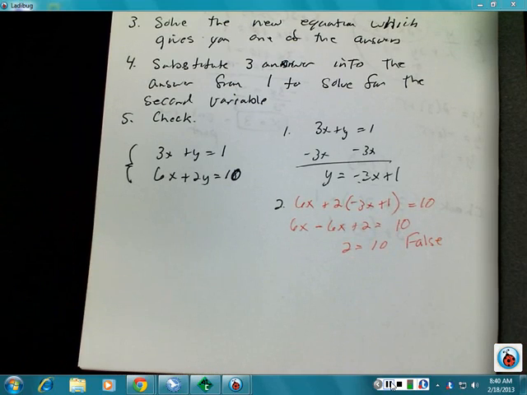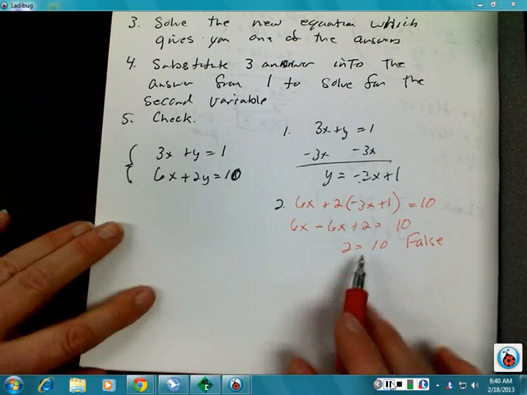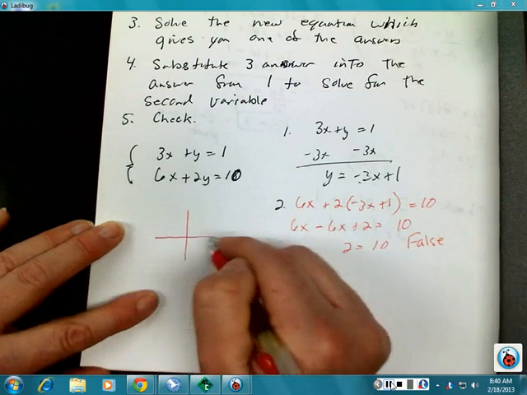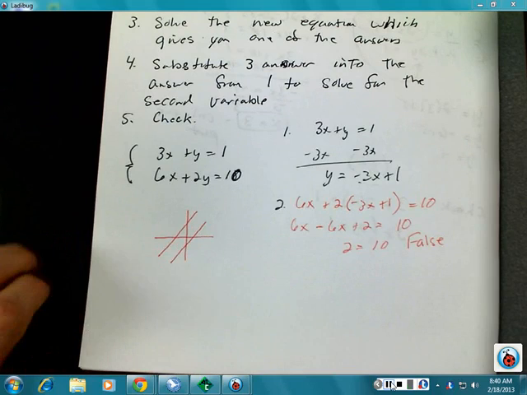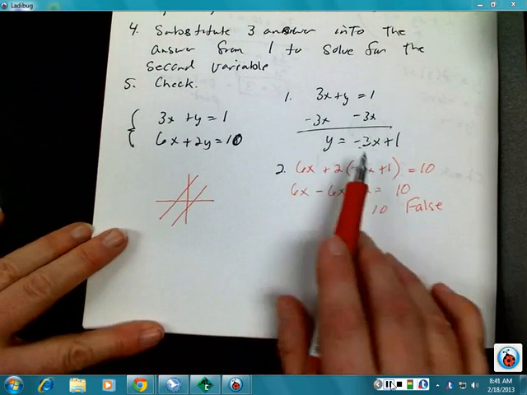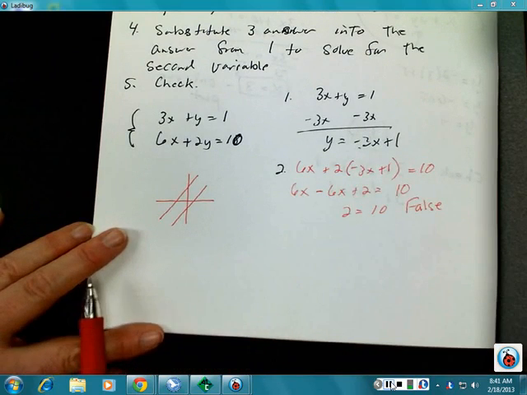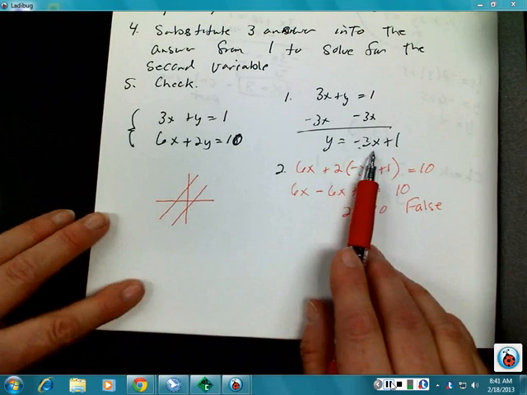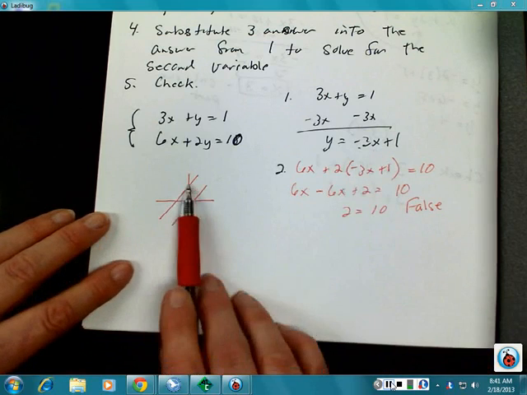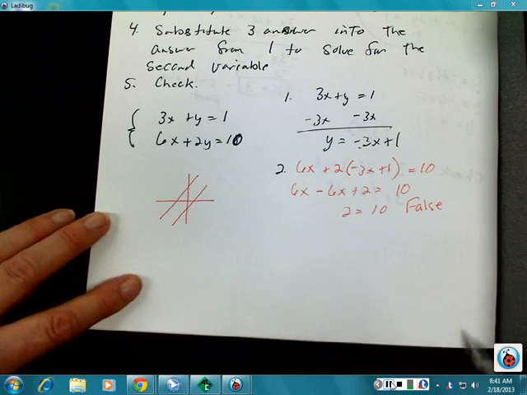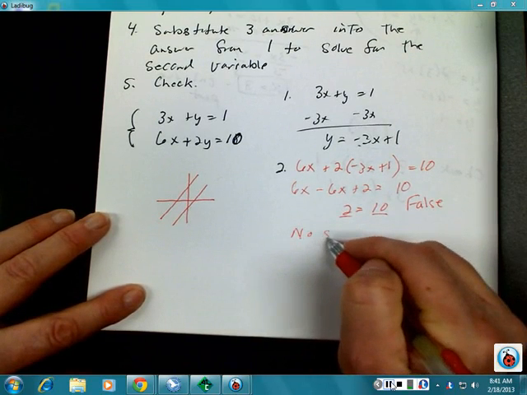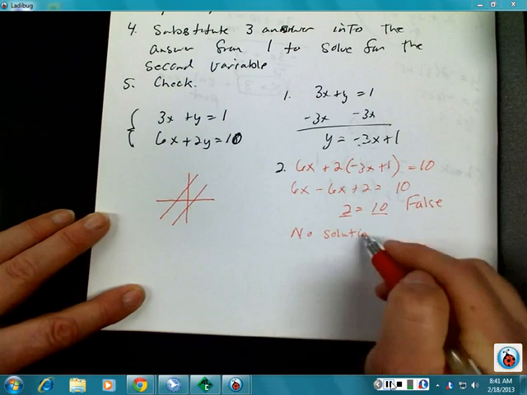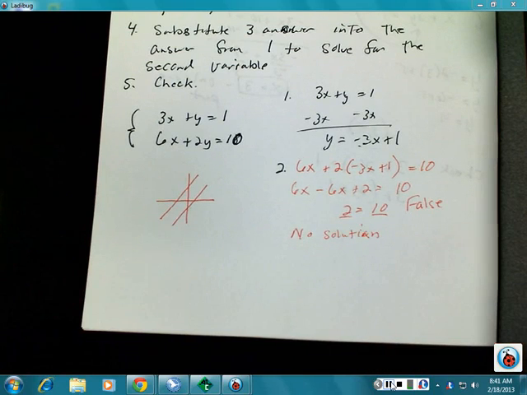So if you remember back when we talked about in section 8.1, when we had a graph that was 2 parallel lines, remember that? If I were to take this equation and plot it and put it into a graph, I would find out that the slopes are the same, but my intercept is different. And so when you end up with something that's false, that's going to be a no solution. So you're going to have a no solution with this one because it turned out to be false.